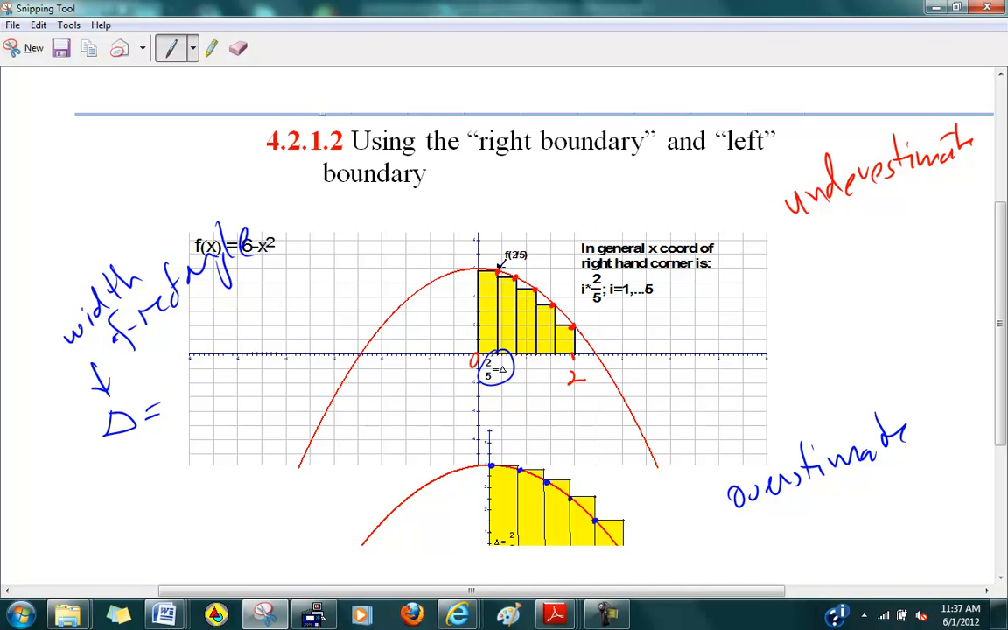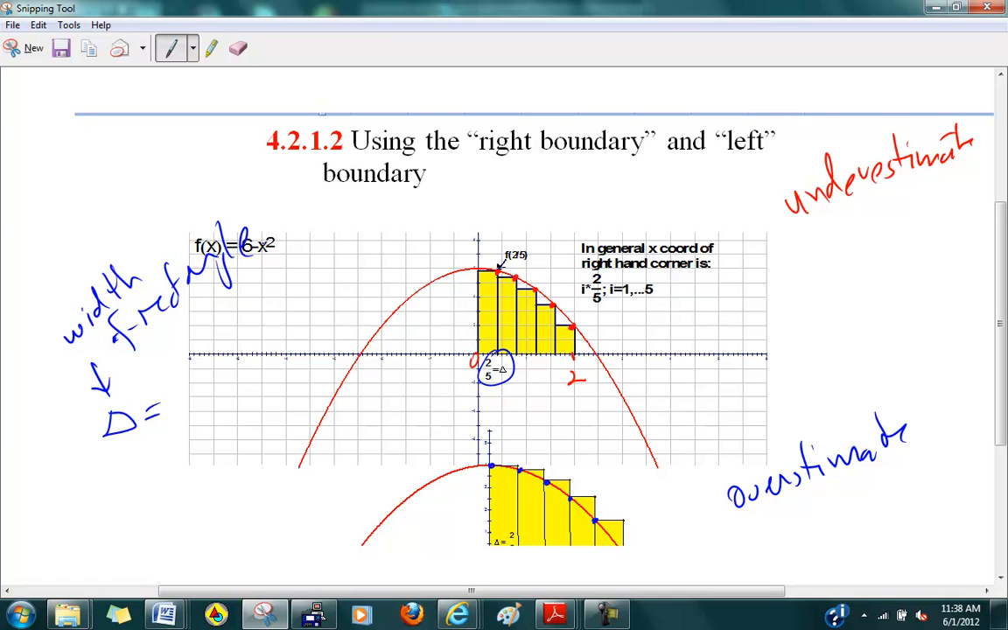Oh, hang on, answer my question first. As you get more and more rectangles, what do you think is going to happen to the area? It'll get more precise. Thank you. It'll be more and more precise to the area that you want. Okay, to be more and more precise and get closer to the area that you want. Okay, you had a question?